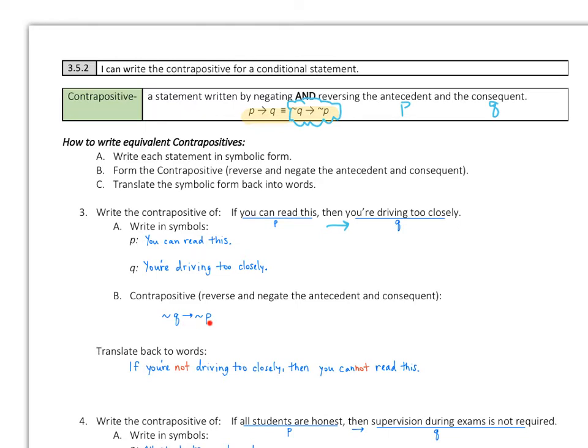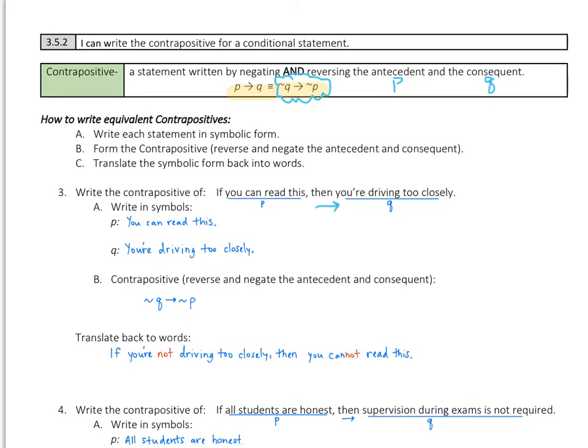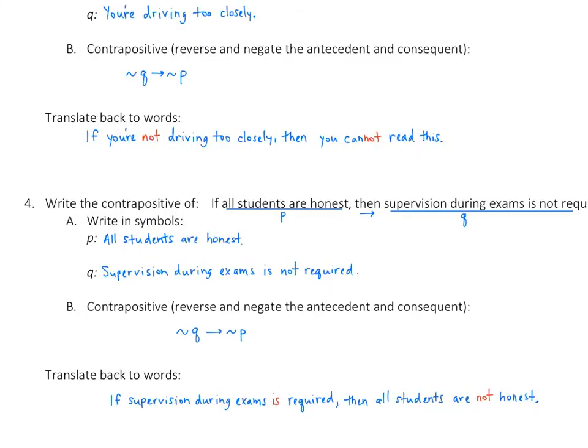So what would that look like if we are writing it back in words? It would be, if you're not driving too closely, then you cannot read this. Try example 4 on your own. Write the contrapositive of, if all students are honest, then supervision during exams is not required. Go ahead, write your P and your Q simple statement, write your contrapositive in symbols, and then rewrite it in words. Check back when you're done.